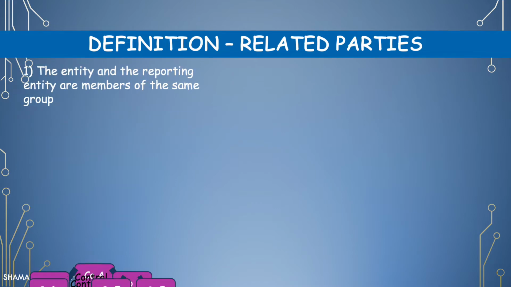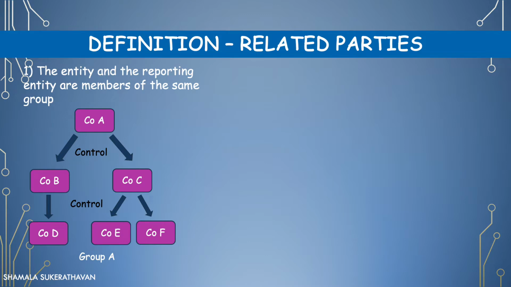This means each parent, as in this example, Company A, subsidiaries, Company B and C, and fellow subsidiaries, Company D, E, and F, are related to each other. Please note that Company B is the parent of Company D, and Company C is the parent of Company E and F, with the ultimate parent of the group being Company A.